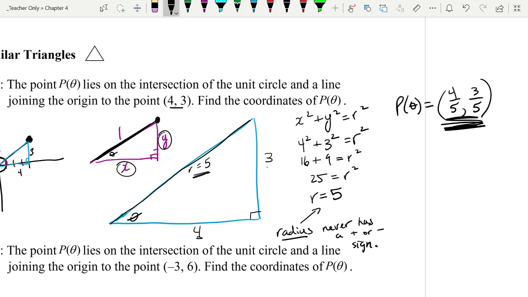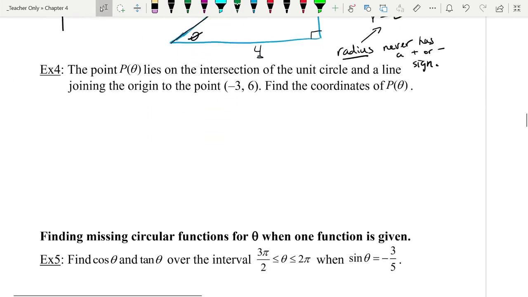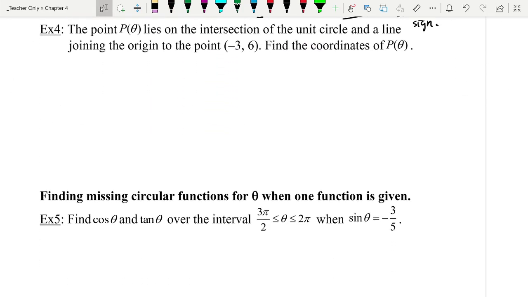Okay? All right. Example 4. The point P of theta lies on the intersection of the unit circle and a line joining the point -3, 6. Find the coordinates. Okay, so this time, let's make another sketch. So 3 over and 6 up. 1, 2, 3. 1, 2, 3, 4, 5, 6. Oh, that last one was terrible. Let's try to be somewhat proportional here. -3, 6. There we go. So we're over there. Let's make a triangle out of that. There's my terminal arm that gets me to -3, comma 6. There's my right triangle. I can kind of see it.